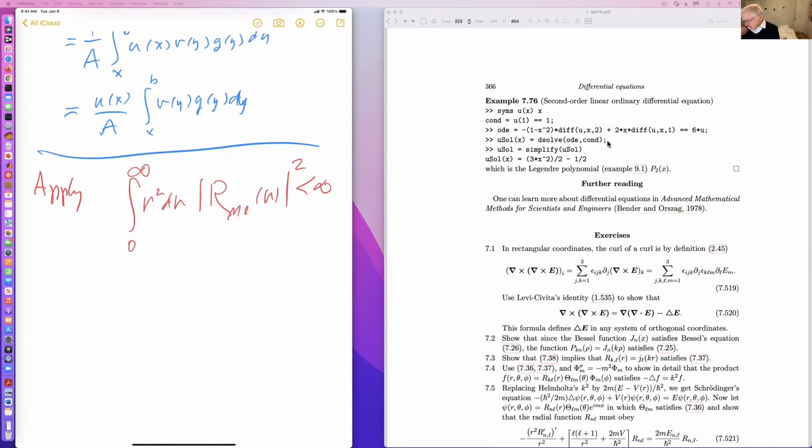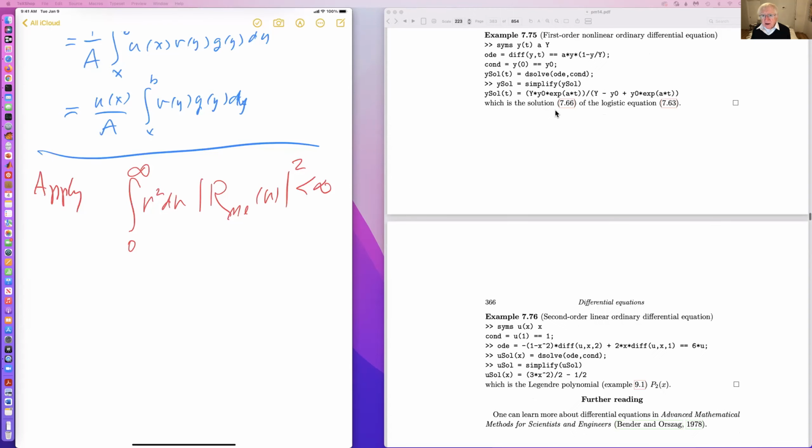The semicolon prevents MATLAB from restating what you've stated. If you don't use the semicolon, then every time you hit return, MATLAB just says what it thinks you meant to say. So then I say usol of x is dsolve ODE condition, and usol is simplify usol, and there comes the second Legendre polynomial. That's because I chose L(L+1) equal to 6, which is for L equals 2. So that's how these things work.